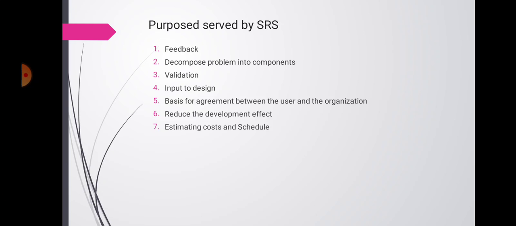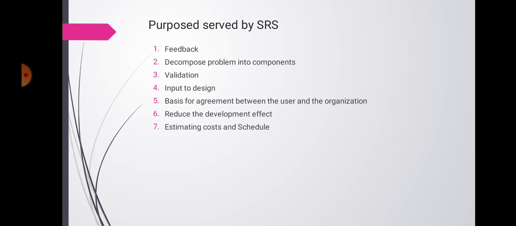Then third is validation. It uses a validation strategy applied to the requirements to acknowledge that requirements are stated properly. Then fourth is input to design. It contains sufficient details in the functional system requirements to devise a design solution. Then fifth is basis for agreement between the user and the organization. This is a very important purpose of the SRS. First, it provides a complete description of the functions to be performed by the system. In addition, it helps the user to determine whether the specified requirements are accomplished.